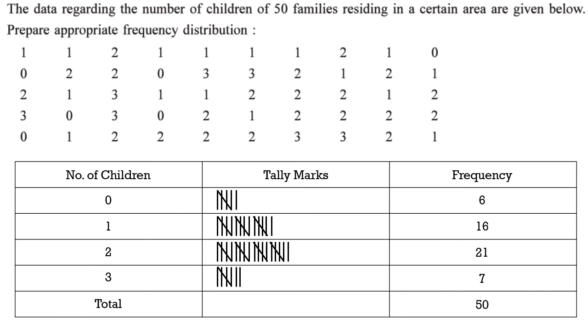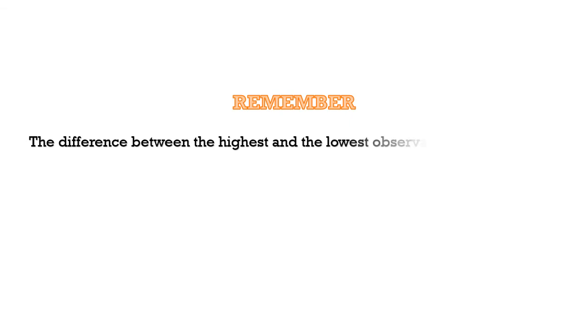What I want you guys to remember for this particular type of discrete frequency distribution is that the difference between the highest and the lowest observation is called the range of the data. For example, for the children, the highest observation was 3 and the lowest was 0, so the range of the data was 3 minus 0, 3. Before that we had maximum 5 and minimum 0, so the range of the data was 5 minus 0, 5.